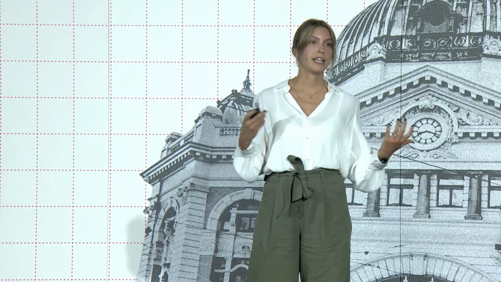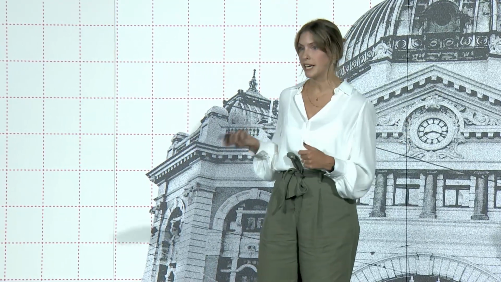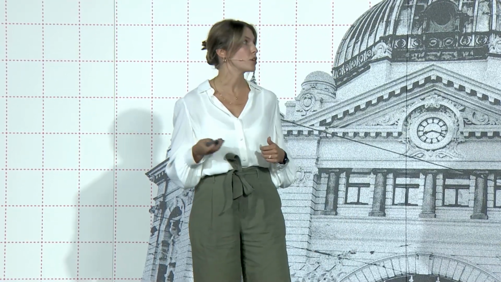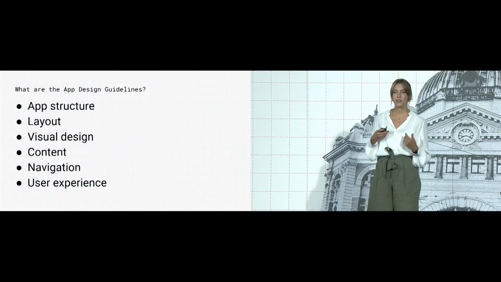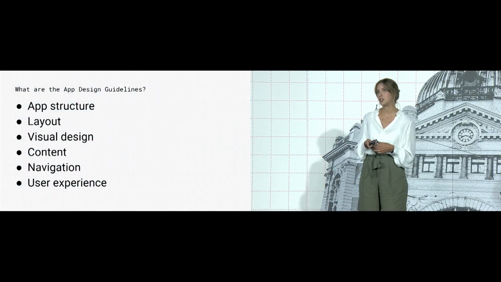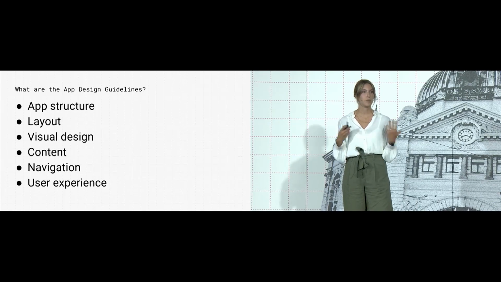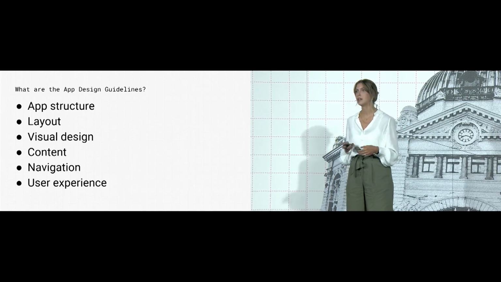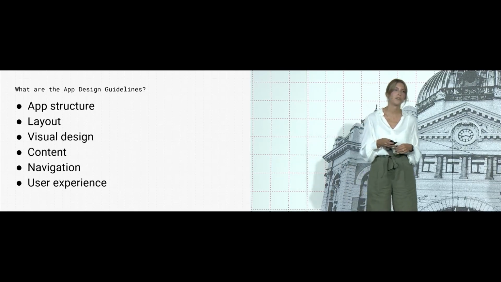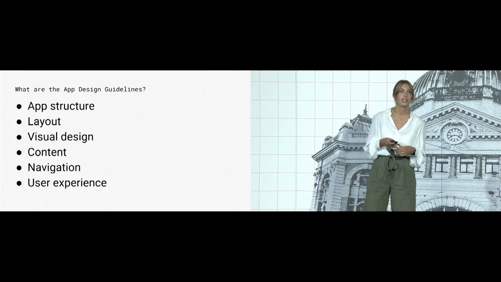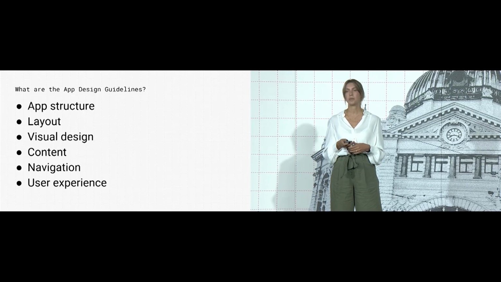So the app design guidelines are divided into 6 sections. So the app structure, the layout, the visual design, content, navigation, and user experience. And today, we'll take a closer look at some of those sections individually, but make sure to check shopify.dev after the talk if you want to get any details on something we didn't cover.